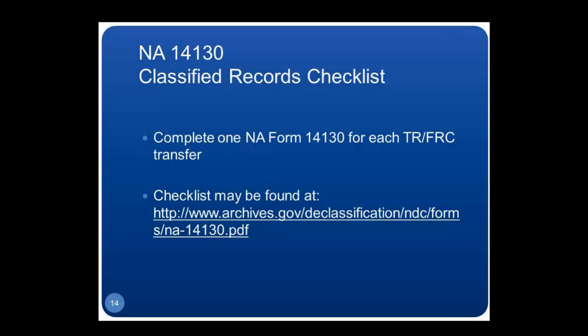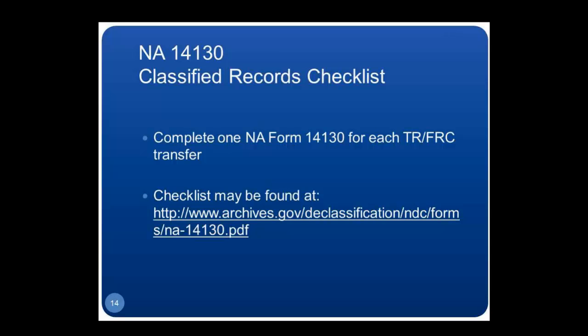Do keep in mind that every transfer request in ERA that needs a classified records checklist needs a separate one. Please do not list multiple TR numbers or FRC transfer numbers on a single classified records checklist. You need one checklist addressing one particular set of records transfer for each transfer request.